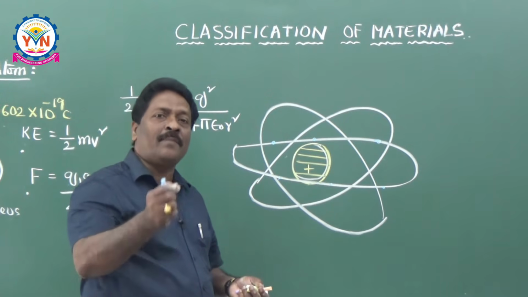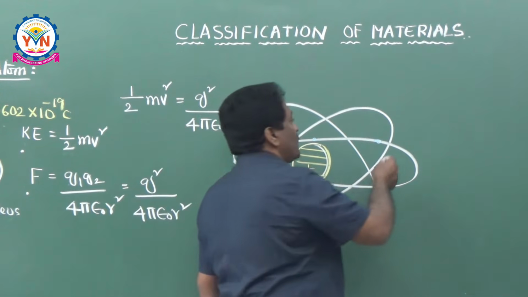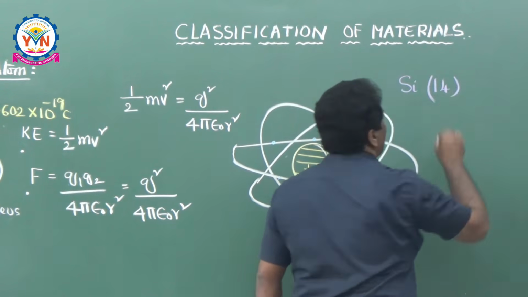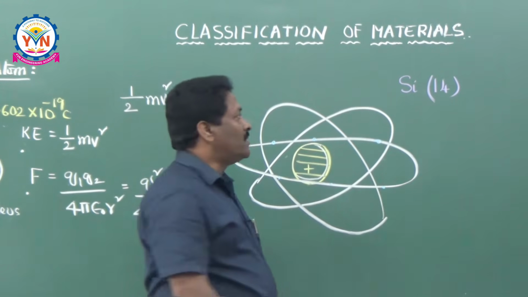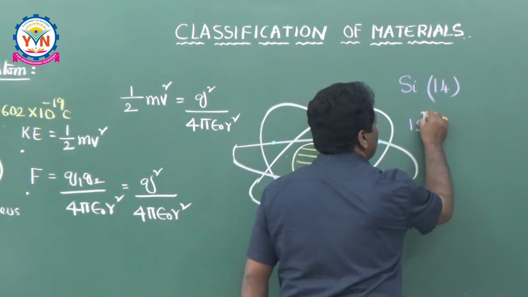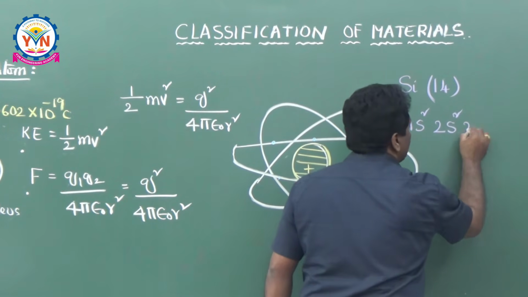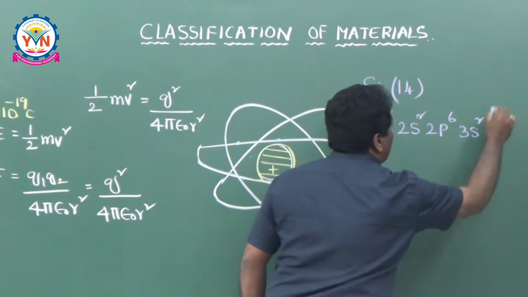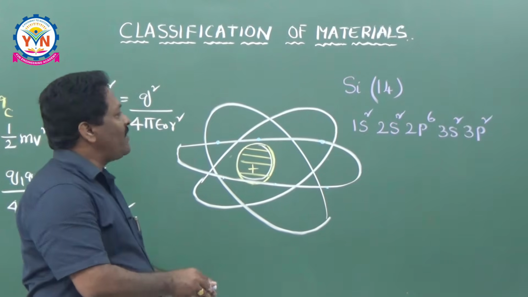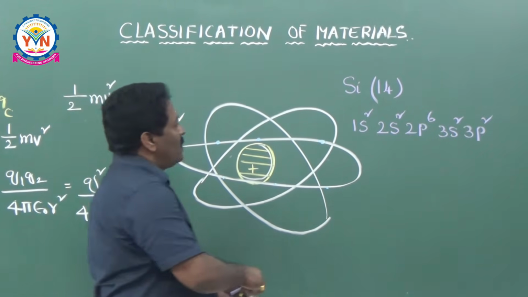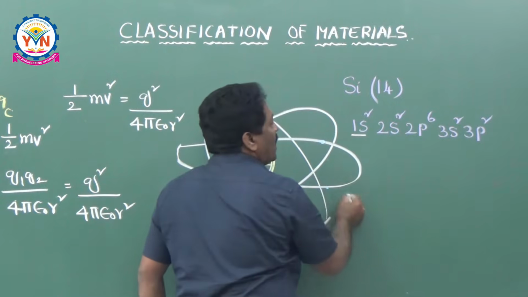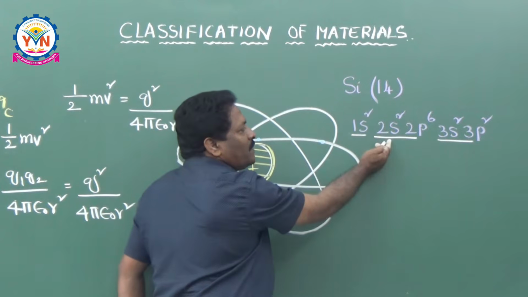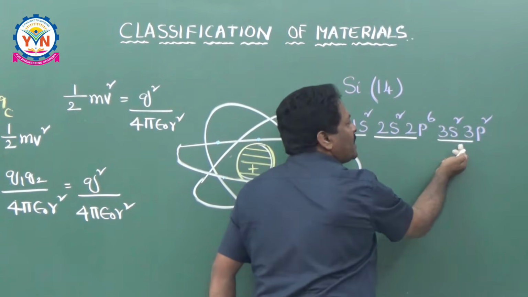Suppose, for example, let me give an example, silicon. So silicon atomic number is 14. How to write down this electronic configuration? The electronic configuration is 1s2, 2s2, 2p6, and 3s2, 3p2. So just by seeing this electronic configuration, what can you say? It is having 3 orbits here. What are the 3 orbits? This is the first orbit, this is the second orbit, and this is the third orbit. First orbit has 2 electrons, second orbit has 8 electrons, and third orbit has 4 electrons.